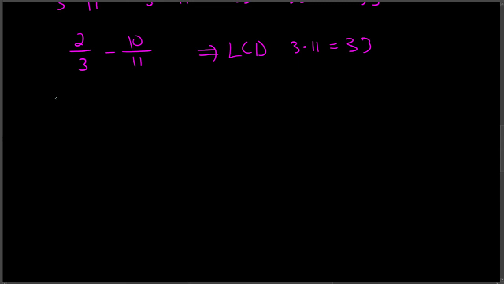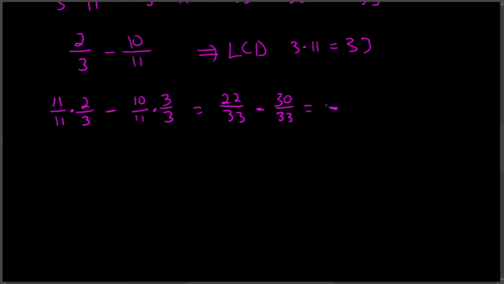I'm going to multiply this one by 11 over 11 so that I get this in terms of 33. And I'm going to multiply this by 3 over 3. Again, forms of 1 so that the denominators give me the same denominator. And so I get 22 33rds minus 30 33rds. Now, this is the bigger number, so my answer is going to be negative. And so the difference between 30 and 22 is 8 33rds.